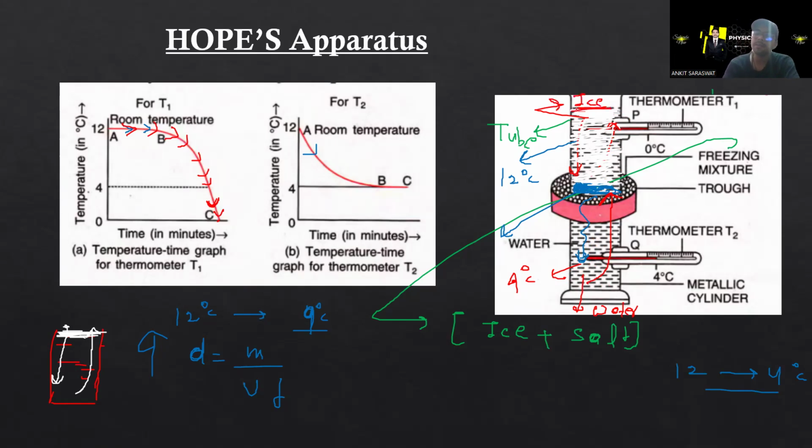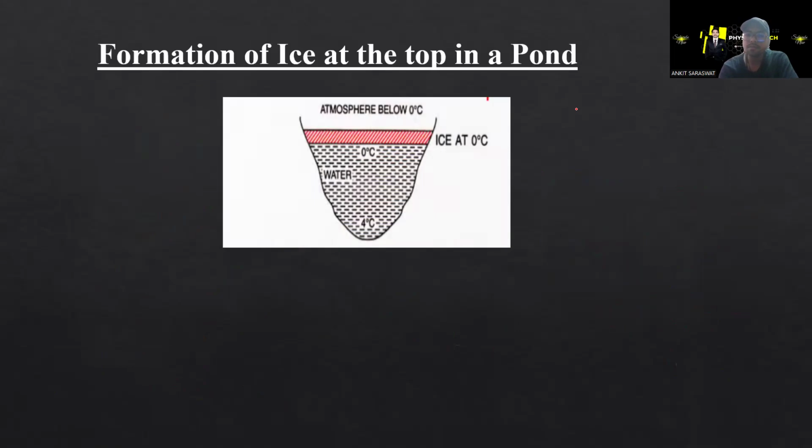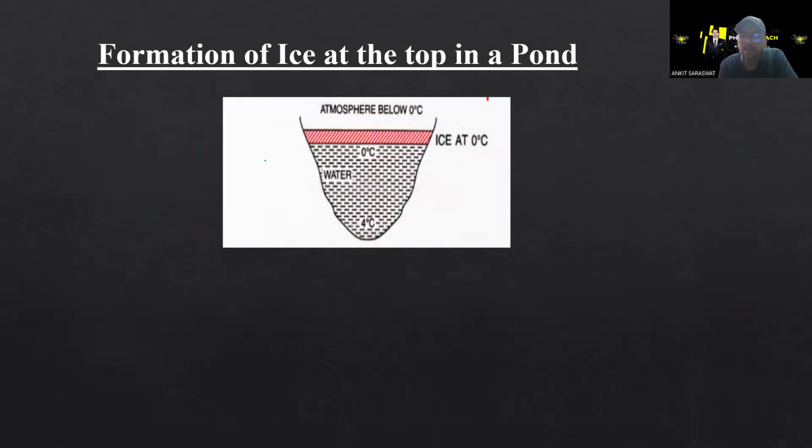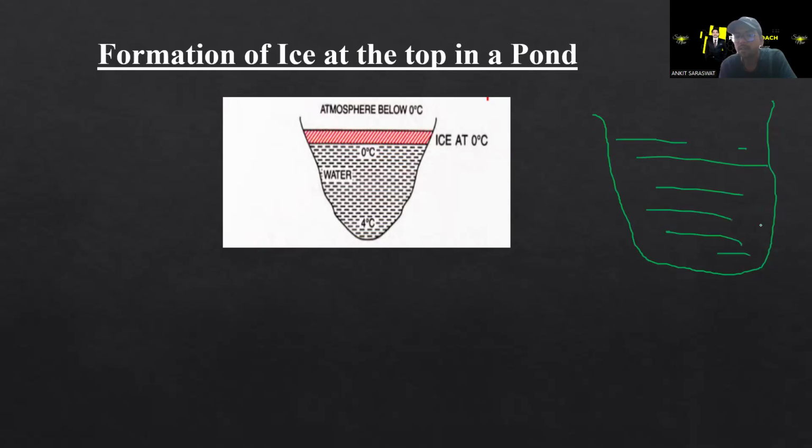The same thing is happening in ponds, like this. Here also the same thing which I have explained is going to happen, the formation of ice at the top in a pond. So what is going to happen? If you notice, the pond is just like this. Initially water is there, then what is going to happen?